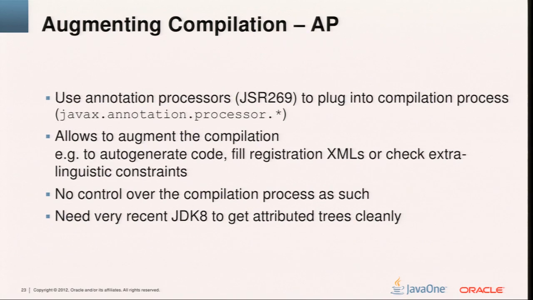It allows us to check some constraints and actually stop the compilation. If an annotation processor reports an error, the compilation will stop. So it allows us to stop the compilation and not allow some code to compile.